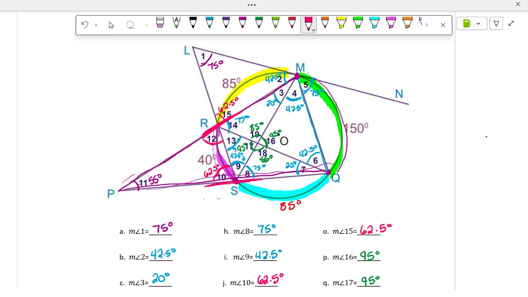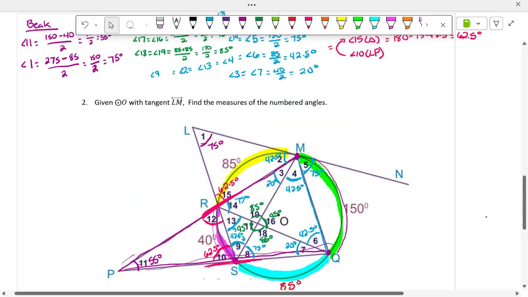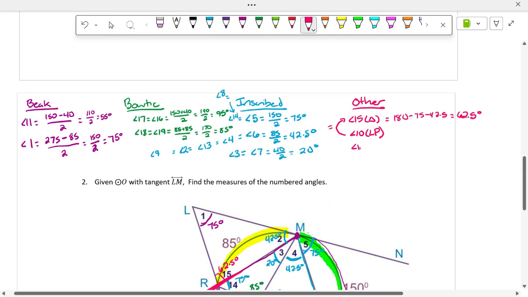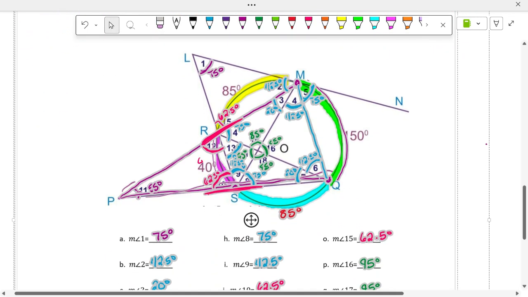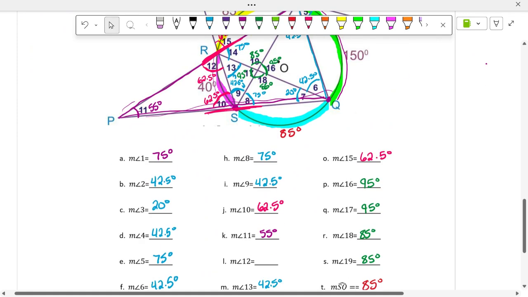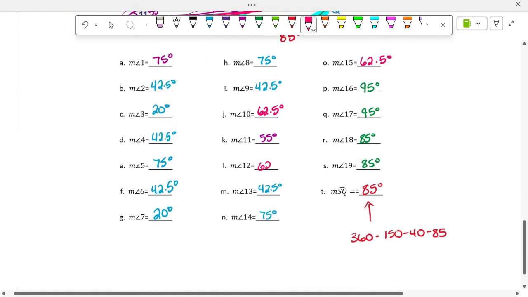Say one more time. The same as the other two. Right, the same as the other two. So 12 will be the same as both 10 and 15. So it'd be 62.5. And we have now finished the big circle.